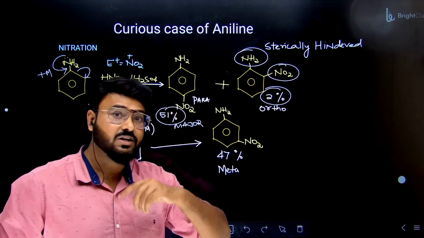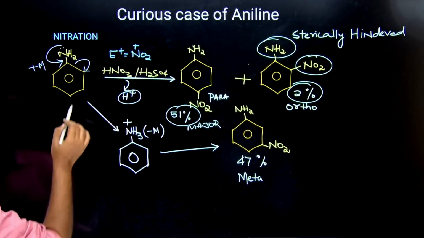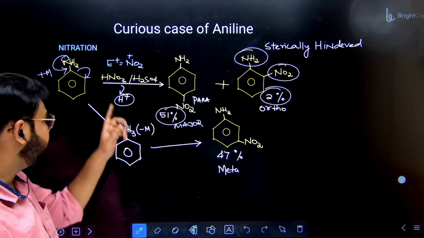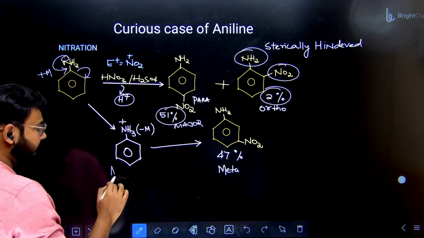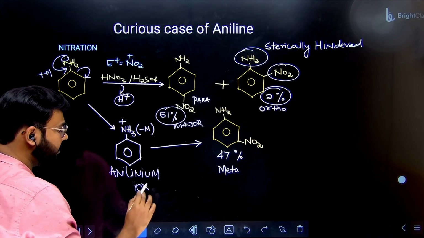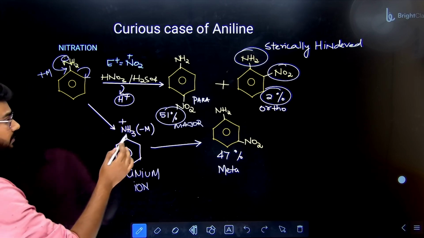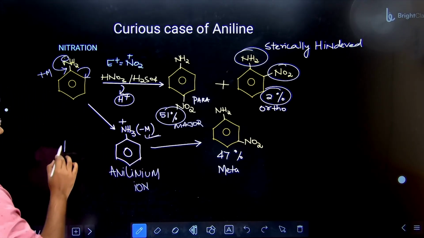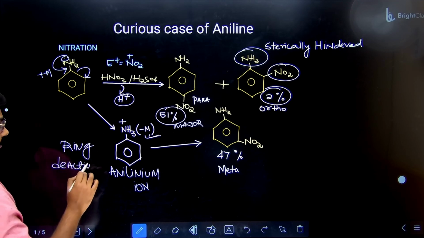So let me tell you another story. What is happening? From this acid, H+ will be there. This lone pair will take up the H+. It will donate the electrons, and due to this you will get NH3+, which is the anilinium ion. Now, since the nitrogen has a plus charge, it will show a minus M effect. Minus M means it will work as a ring deactivator.